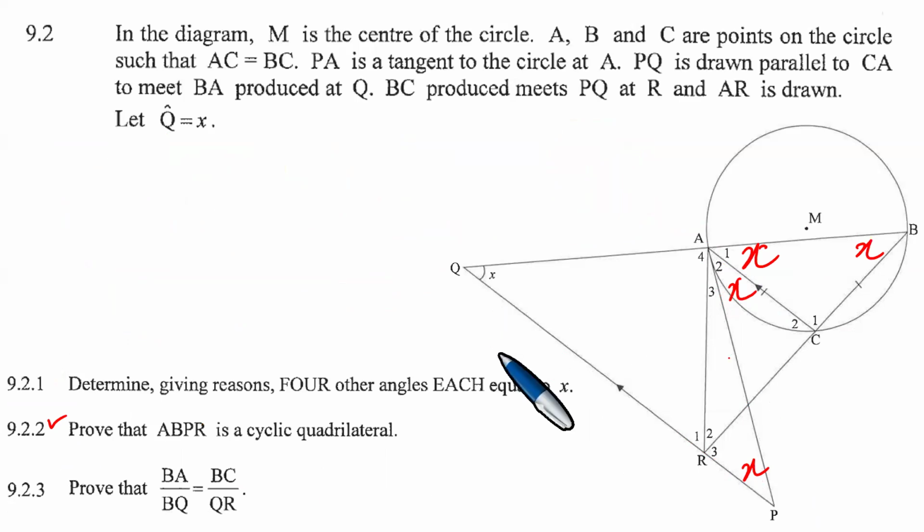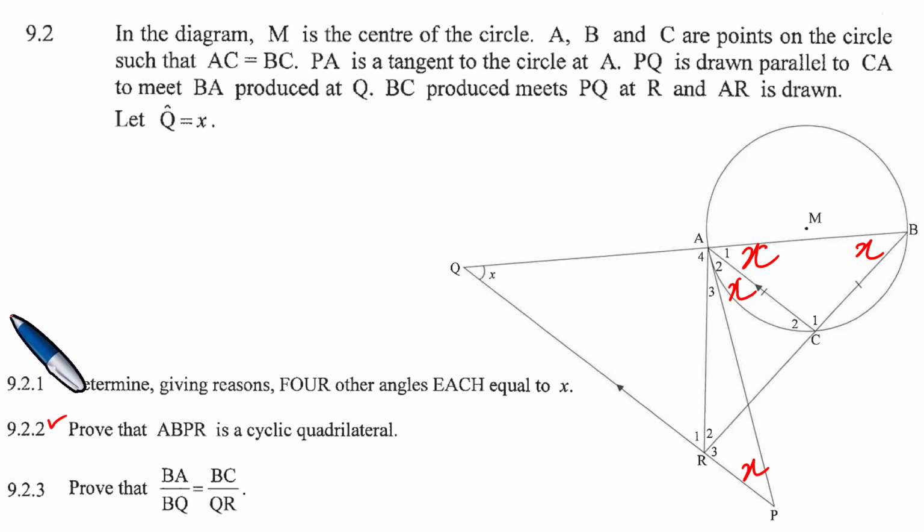Okay, here is ABPR. Prove that ABPR is a cyclic quadrilateral. So what should we do? How should we prove this? So we already have B and P equal to each other. We can say they're in the same segment, I think. And then, yeah, I'm not sure after that.